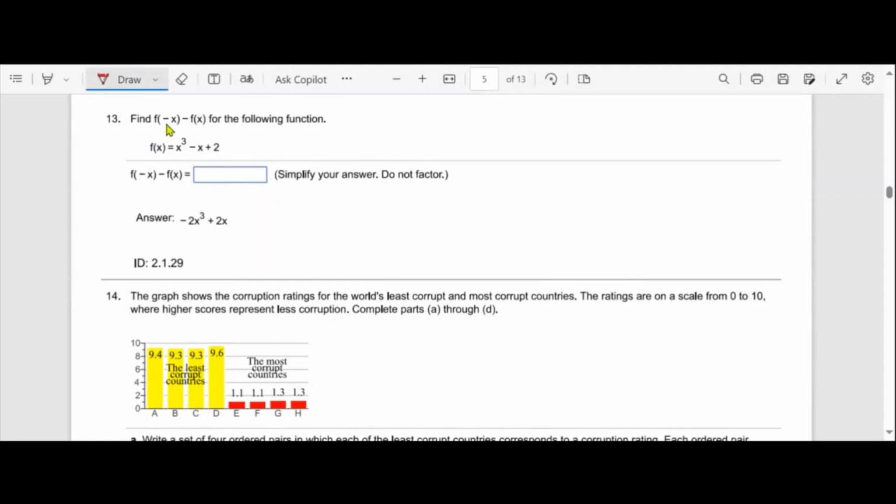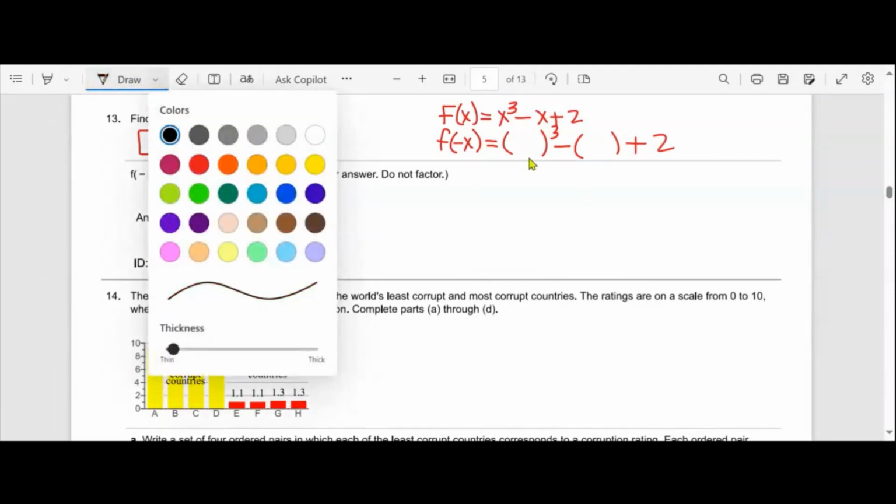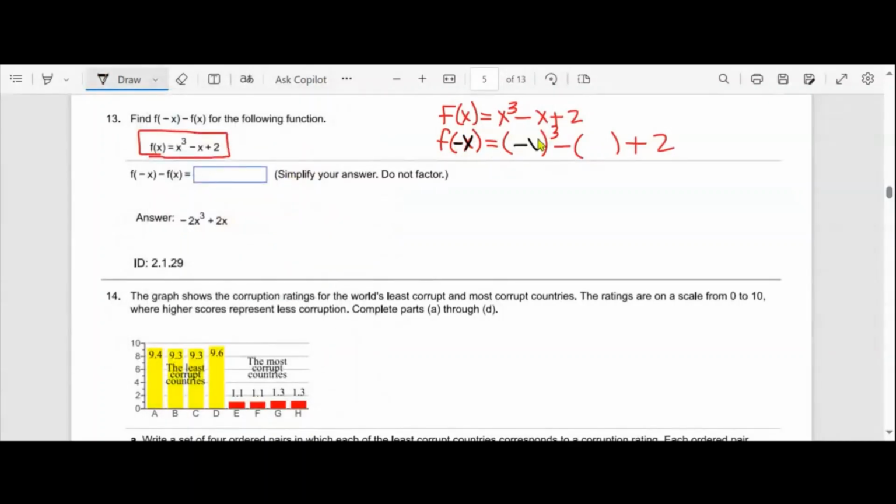So let's take this one. Find f of minus x minus f of x. Now this is the function here. We have f of x equal what? x cubed minus x plus 2. Now I want f of minus x. So every time I see x, I will replace it with minus x. So I put minus x here, minus x here. Now minus x cubed gives us minus x cubed. Minus times minus gives plus. That gives us f of minus x.